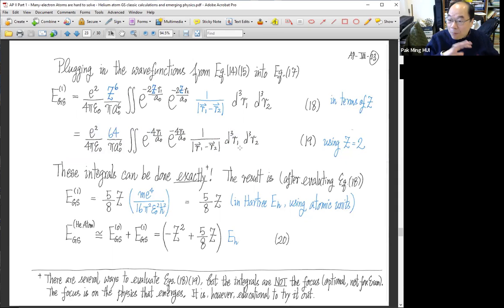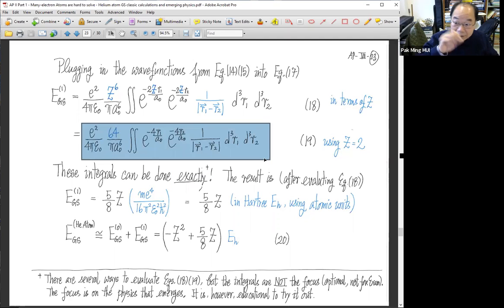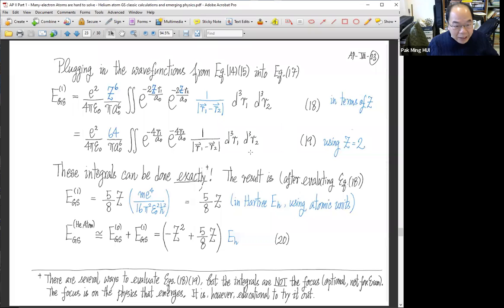So for our purpose, don't worry about how to evaluate this particular integral. The fact is that this can be done analytically. I mean, this thing can be evaluated exactly. So after doing that, if we keep the Z in the calculation, this is the answer, okay? And then you may wonder where this M comes from. It is hidden in the bore radius, okay? So this is the end result of equation 18.